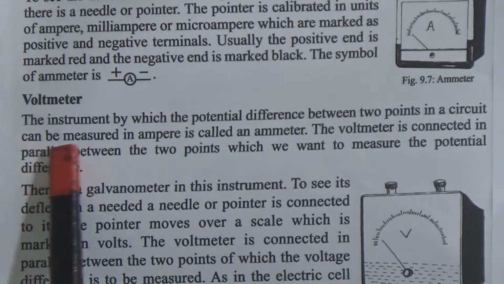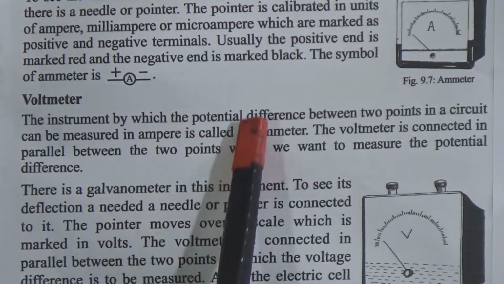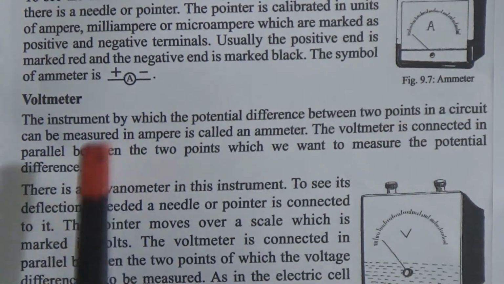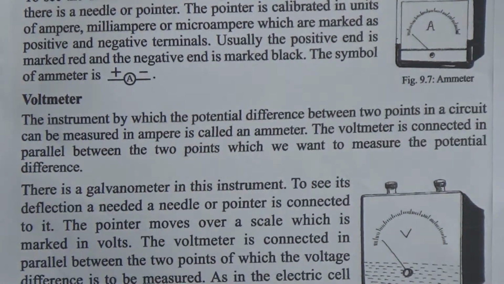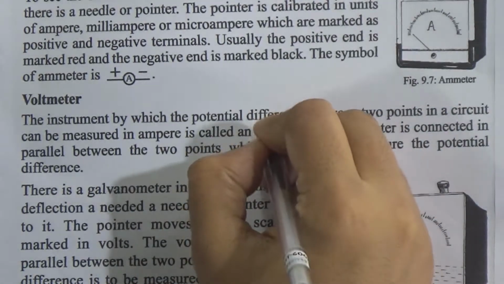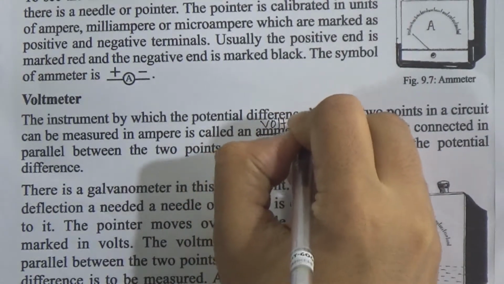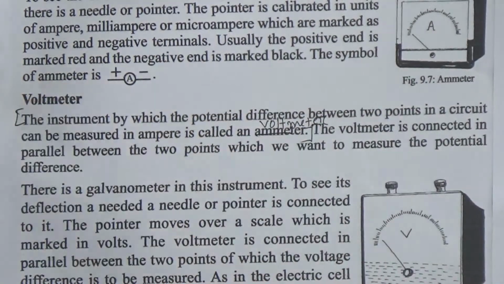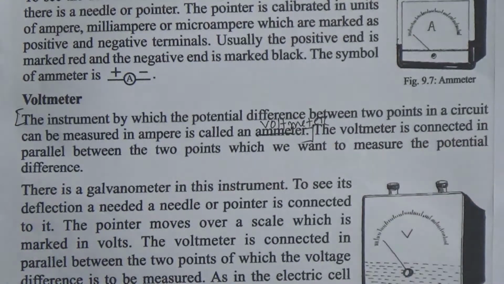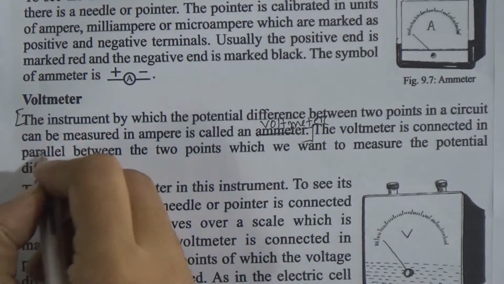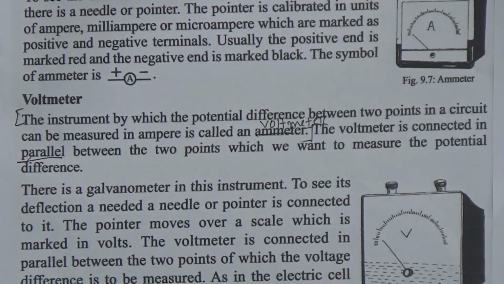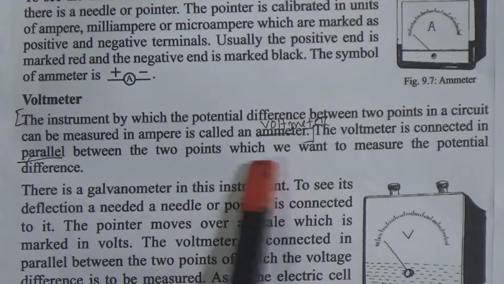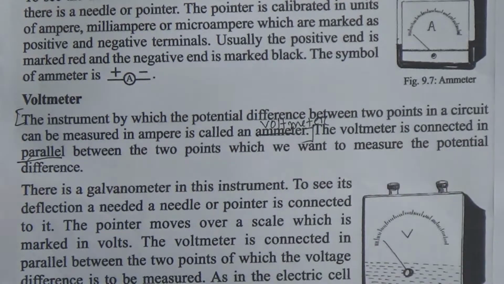Now come to the voltmeter, the instrument by which the potential difference between two points of the circuit can be measured. In the book it says measured in ampere, dear students, there is a printing mistake, and that is the definition of the voltmeter. The voltmeter is connected in parallel. Dear students, always the ammeter has to be connected in series and the voltmeter always connected in parallel between the two points between which we want to measure the potential difference.